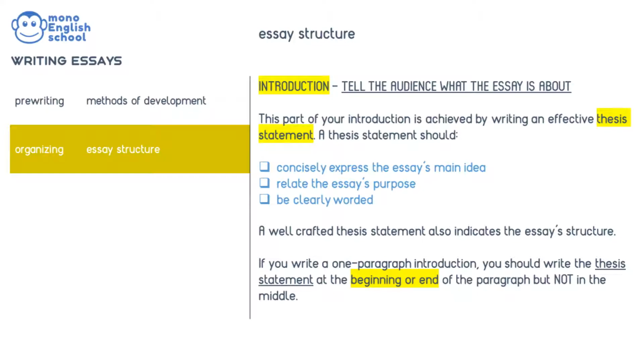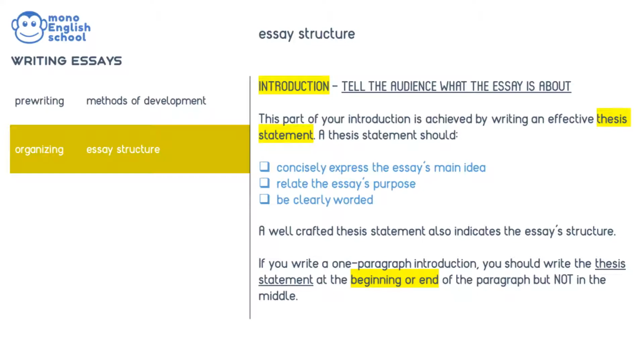For more information about thesis statements, you could watch our video on pre-writing. Structurally, a thesis statement should be placed at the beginning or end of your introduction.